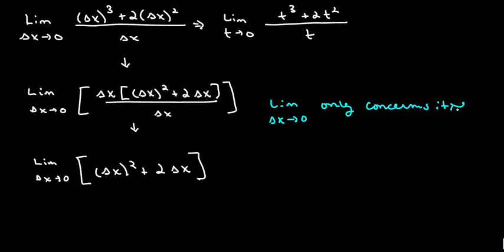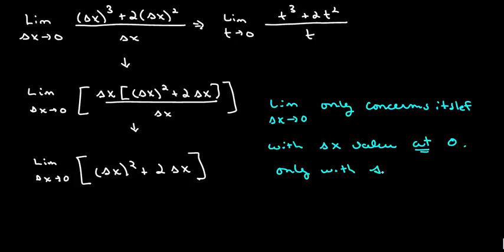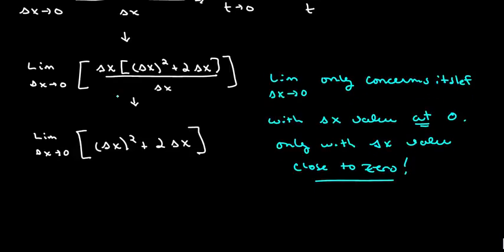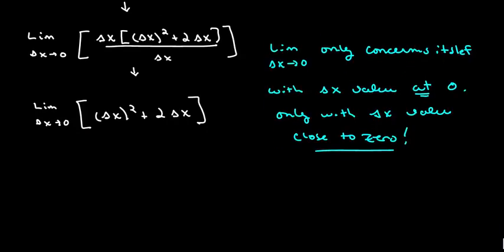So the limit as delta x goes to 0 only concerns itself. Whoops, I don't know why that didn't write. Let me just drop that out. Let's do it again. It doesn't concern itself with delta x values exactly at 0, only with delta x values close to 0. That's the important part here. So we can make this substitution because these two limits are equal to each other even though the functions on the inside are not exactly the same. Now this right here is a continuous function.